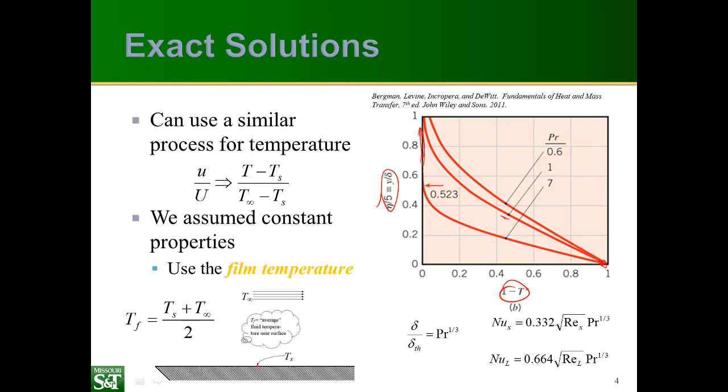Now, this may require the use of iteration. If the surface temperature is not initially known, for instance, you're trying to find the surface temperature for a given heat flux, then you have to make a guess for the film temperature and solve the problem. And if your final solution for the surface temperature gives you a poor match with your assumed film temperature, you may have to iterate the process a couple of times, basically guess and check, to come up with the final solution.